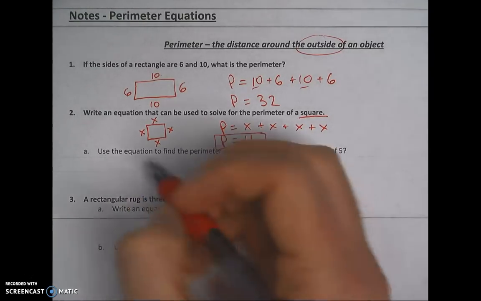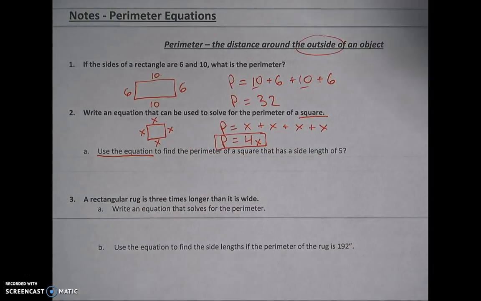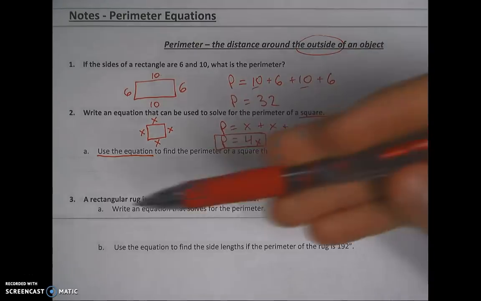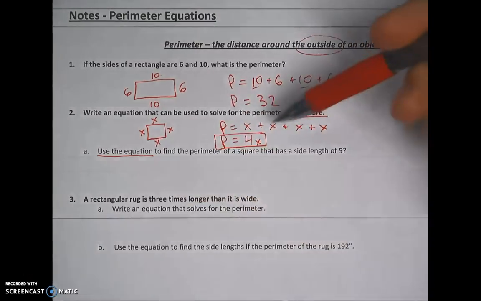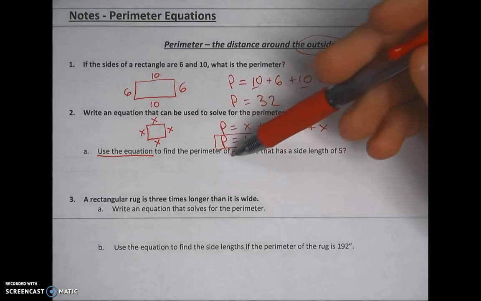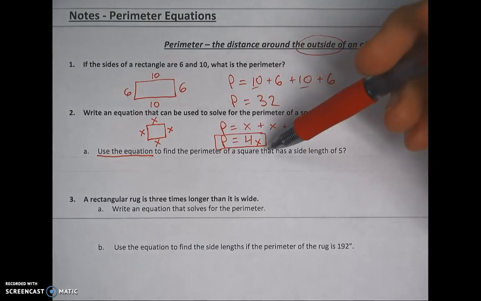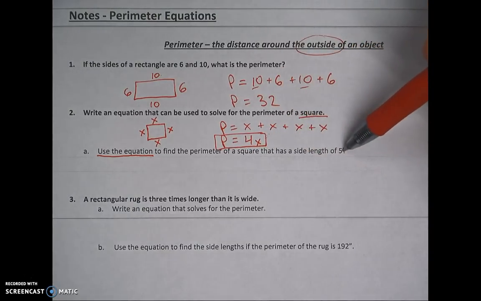So now it says use the equation. That's key. A lot of you are going to want to just get the answer however which way your brain works, but we're really practicing using the equation. So taking what we just built and applying it. So find the perimeter of a square. So find P. So our answer will say P equals, that has a side length of 5.